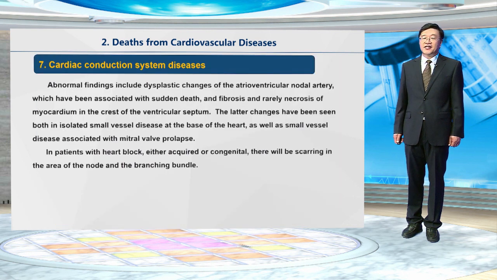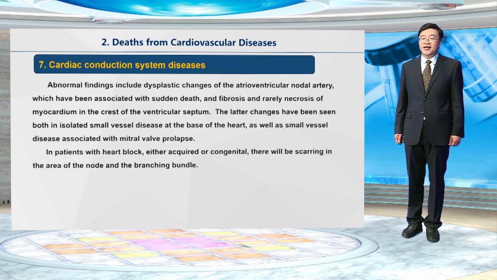Seventh, cardiac conducting system diseases. Abnormal findings include dysplastic changes of the atrioventricular nodal arteries, which have been associated with sudden death, and fibrosis and necrosis of myocardium in the crest of the ventricular septum. The latter changes have been seen both in isolated small vessel diseases at the base of the heart, as well as small vessel diseases associated with mitral valve prolapse.